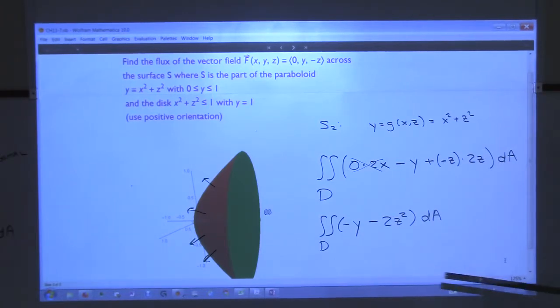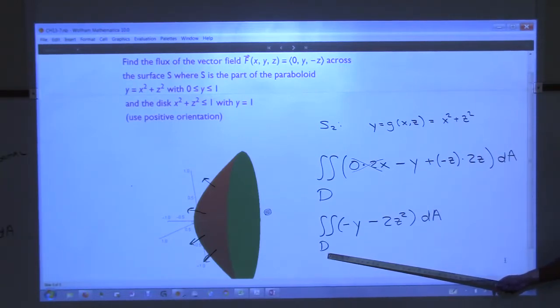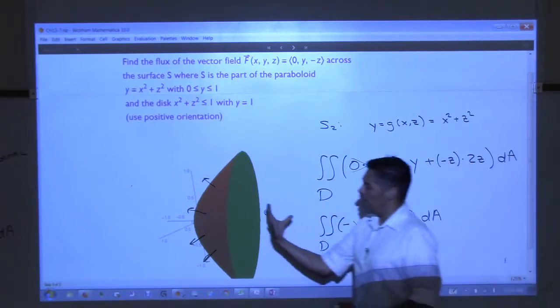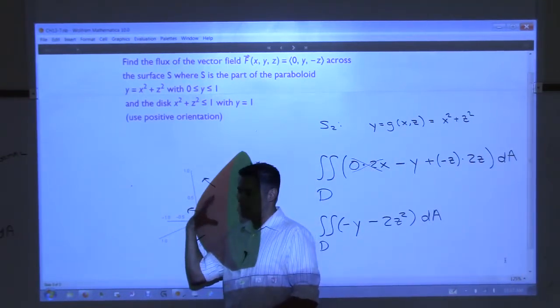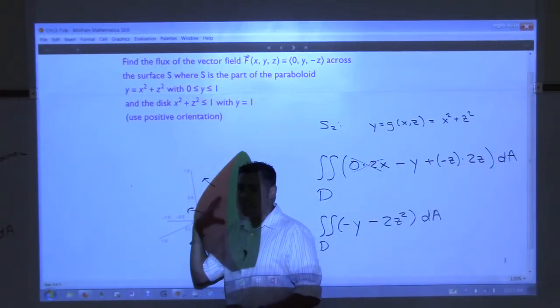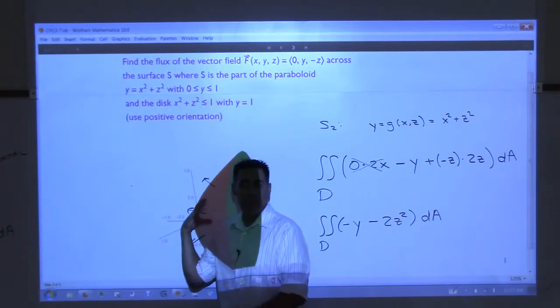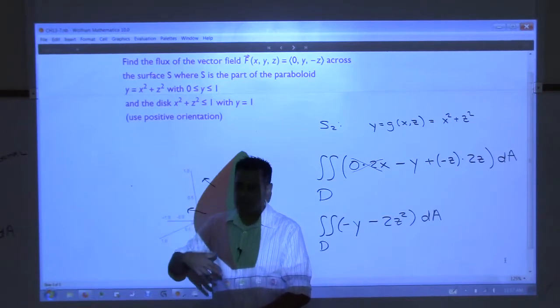So the domain D involves which variables? In a minute. What variables does the domain involve? X and Z. Because remember, to draw this surface, I am using the variables X and Z. Y is a function of those two variables. So my domain must contain X and Z's.